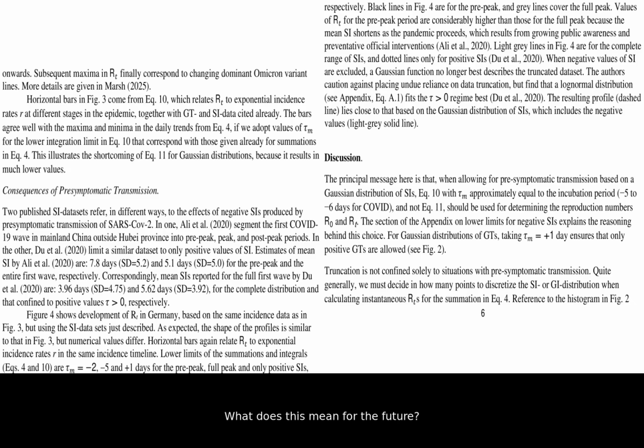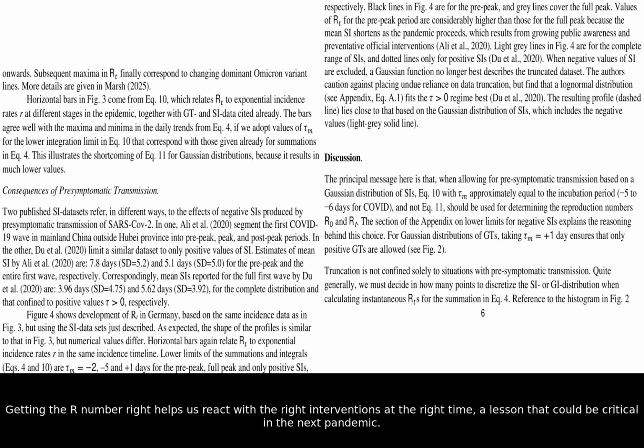What does this mean for the future? It provides a more robust tool for public health officials to analyze diseases that spread silently. Getting the R number right helps us react with the right interventions at the right time, a lesson that could be critical in the next pandemic.